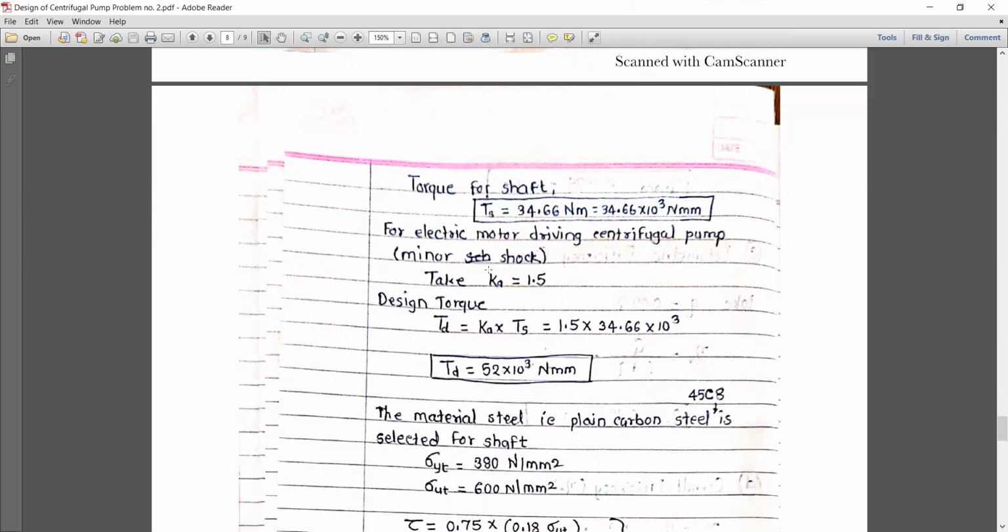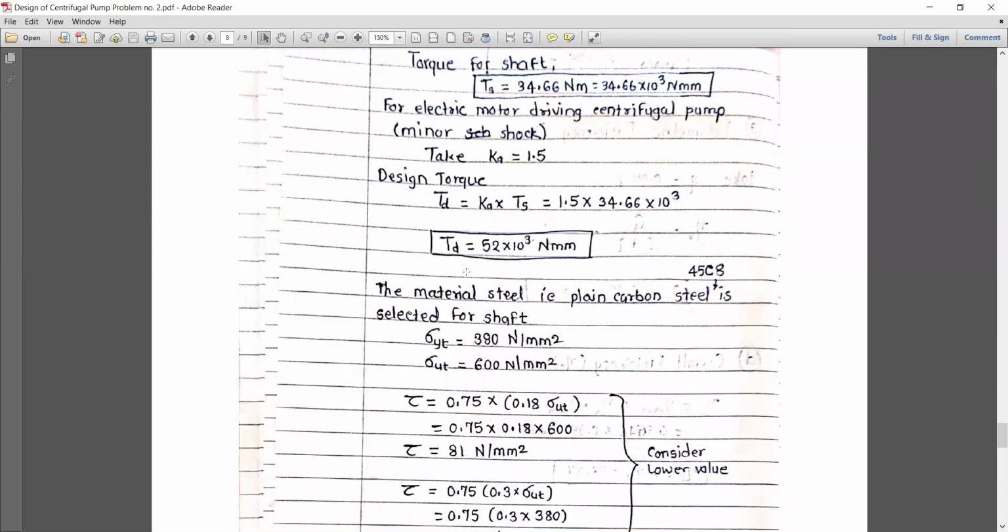Now, when we're considering an electrical motor for a centrifugal pump, we have to consider a minor shock condition. For that, the value of Ka is equal to 1.5. So the design torque Td is equal to K into Ts. So what we get, the design torque is equal to 52 Newton meter.